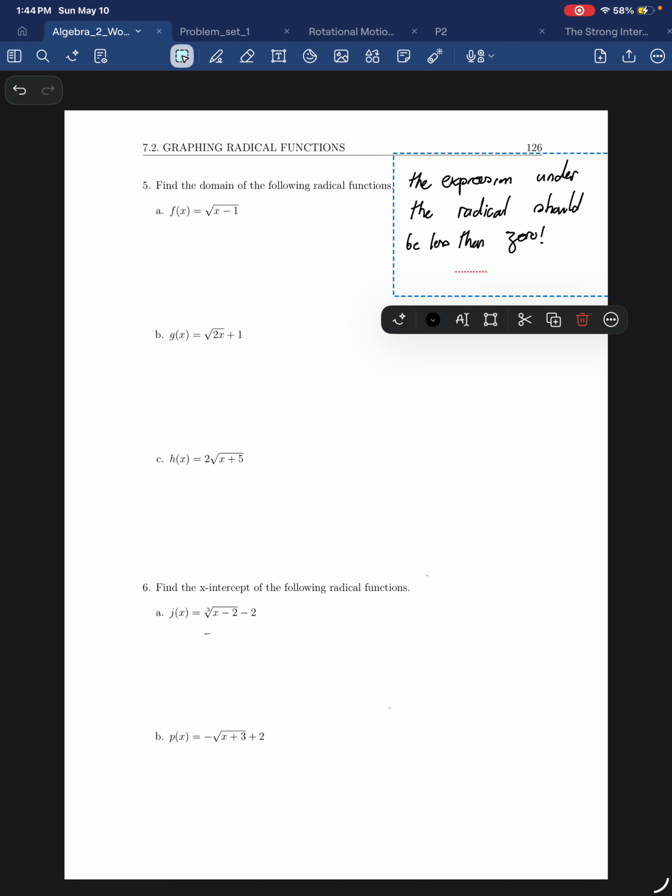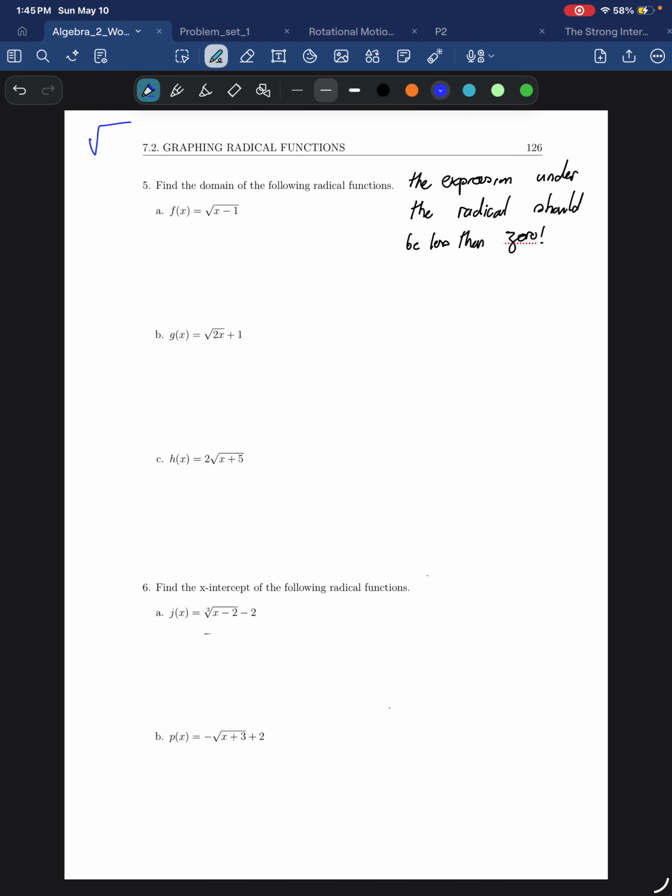Well, just for you to remember, this is the radical. So every time I say under the radical, I'm basically saying under the square root. So I'm saying find the domain of this radical function. It's question 5. That's what we're told.